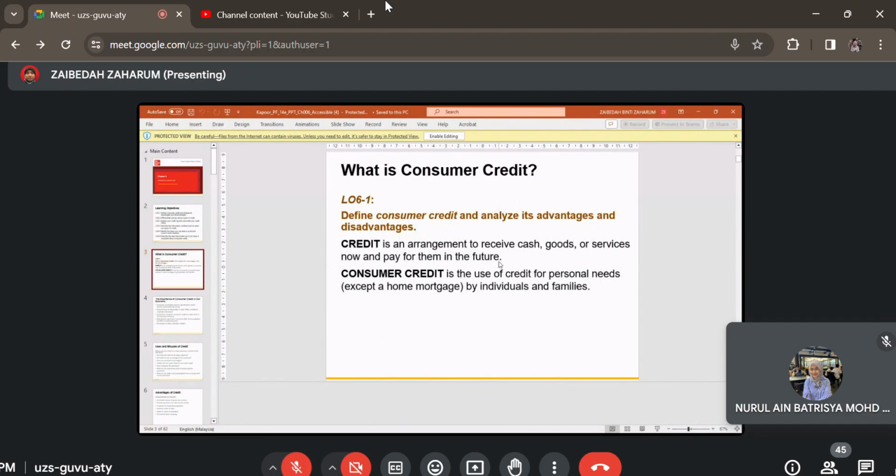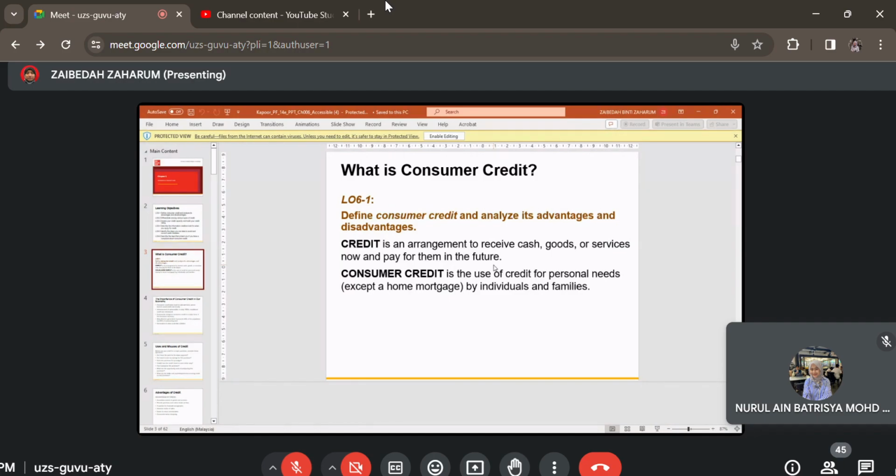So we look at the first one, we define what is the consumer credit, and then we also look at the advantages and disadvantages of the consumer credit. So what is a consumer credit? It's a credit. Credit ni kita kata is arrangement lah. Arrangement we receive cash ataupun goods ataupun services sekarang, and then we pay for them later, in the future. That's what we define as the credit.